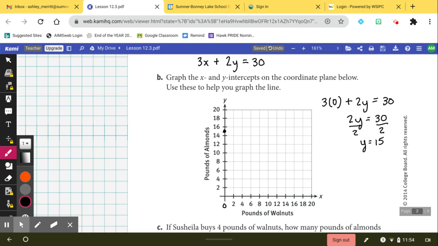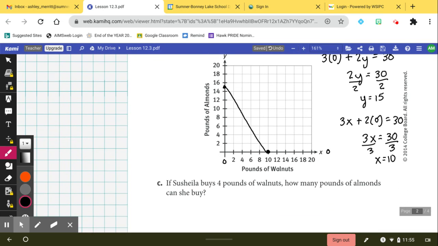And then if she bought 0 almonds, so when y is 0, that's going to be our x-intercept. So 3 times x plus 2 times 0 is equal to 30. 2 times 0 is 0. So we get 3x is equal to 30. Divide both sides by 3. x is equal to 10. So if she only bought walnuts, she could buy 10 pounds of walnuts. So now that I have my x and y intercepts, I can connect those with a straight line. I'm going to get it as straight as I can. And there's the graph of my equation.